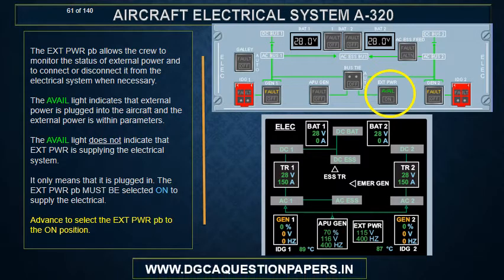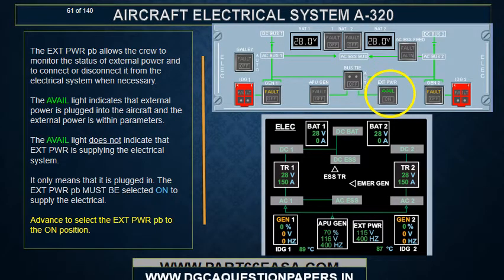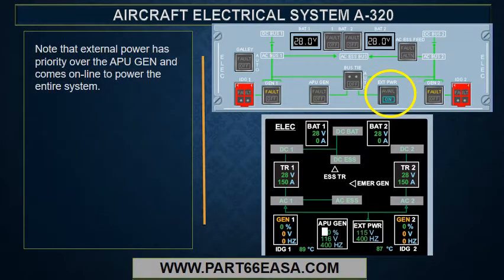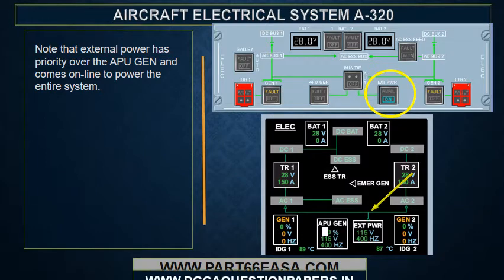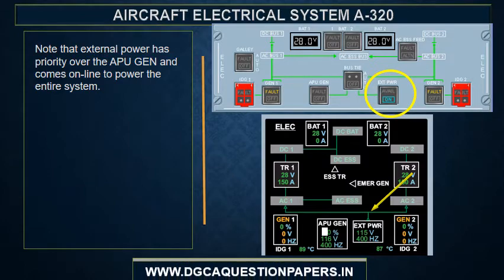Advance to select the external power push button to the on position. Note that external power has priority over the APU gen and comes online to power the entire system.